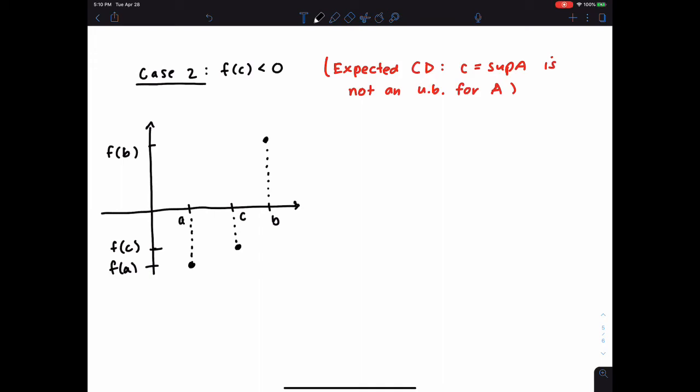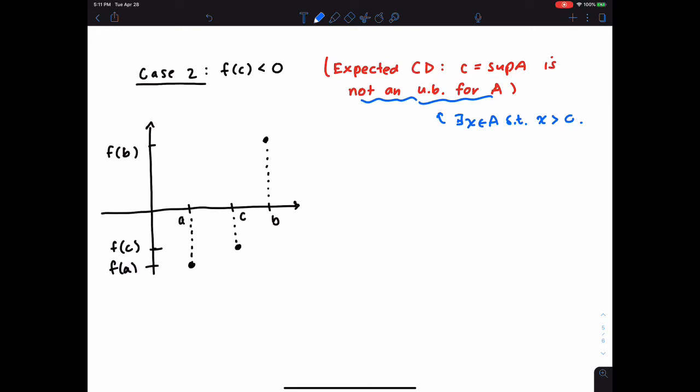Now, in our first case, the contradiction was to the fact that the supremum of A is the least upper bound. So the expected contradiction that we might have in this case is perhaps that c equals sup A is not even an upper bound at all for A. And remember, when you're not an upper bound, that means that perhaps we're going to find that there is an x that is in A, but that x is larger than c. That's how I would show that c is not an upper bound. I'd find an element in the set that's bigger than c.